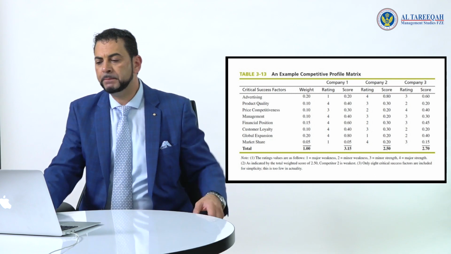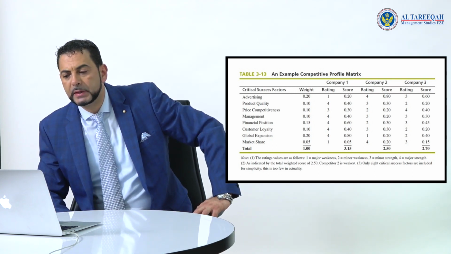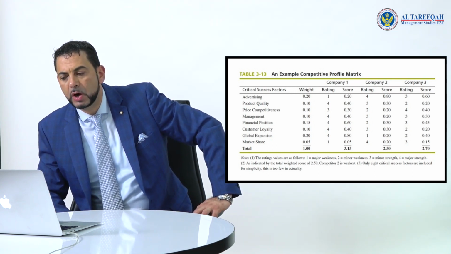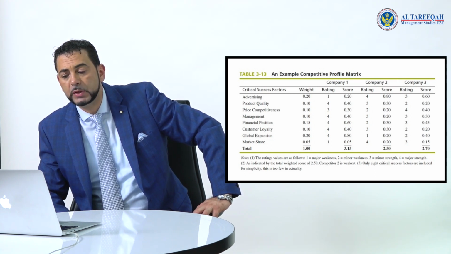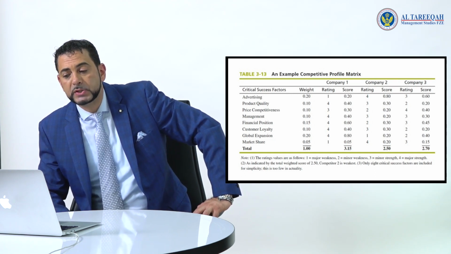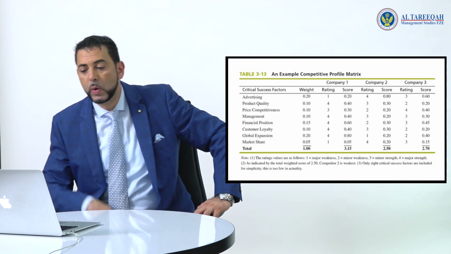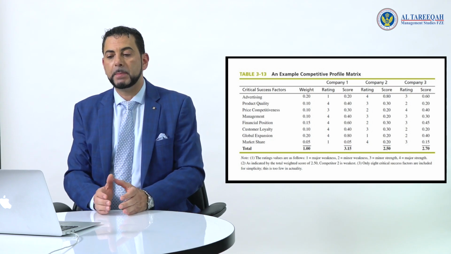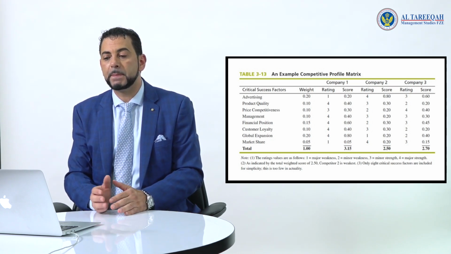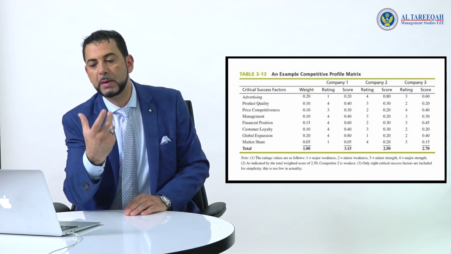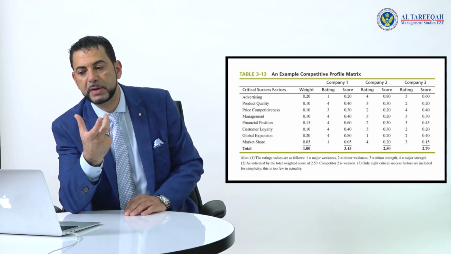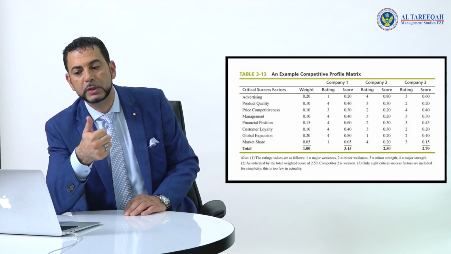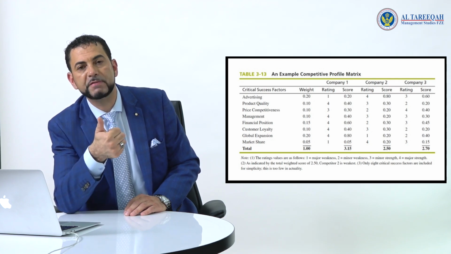You'll see here that company 1 is the strongest on product quality, indicated by a rating of 4, whereas company 2 is strongest on advertising. However, overall company 1 is strongest, as indicated by the total weighted score of 3.15. So you'll see that by conducting this CPM, you'll be able to analyze which company is your strongest competitor in relation to your critical success factors.